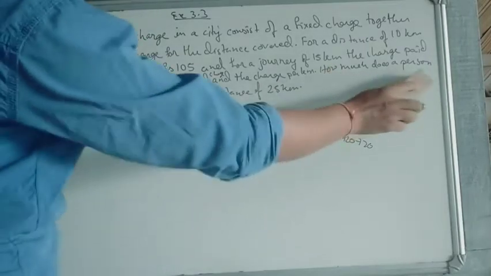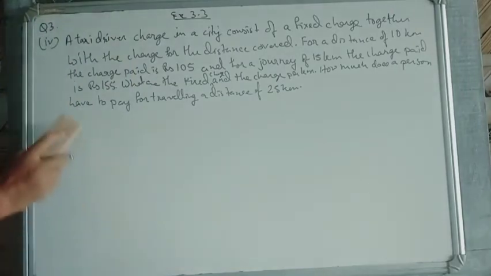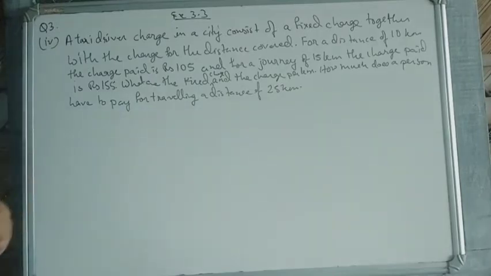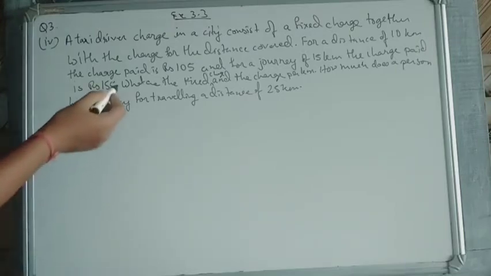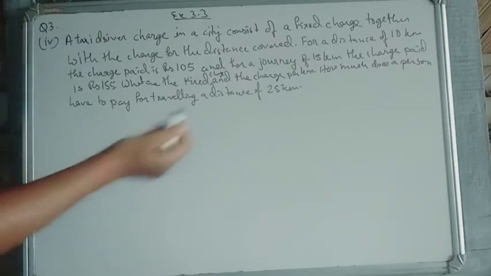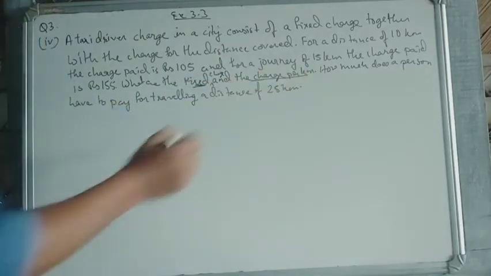Then we have another part of that question: how much does a person have to pay for traveling a distance of 25 kilometers? So 10 kilometers means 105, 15 kilometers means 155. So 25 kilometers will be how much? That is what the question is asking you. Now first, we will take two variables. What were the two variables we will take? One is your fixed charge, one is your charge per kilometer.